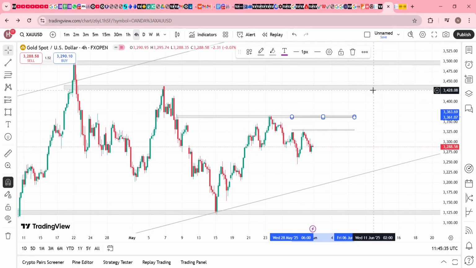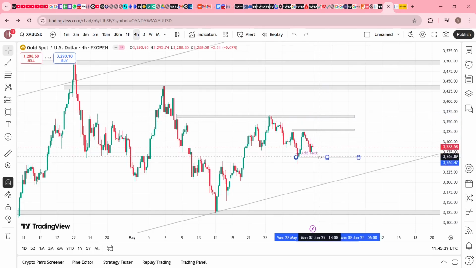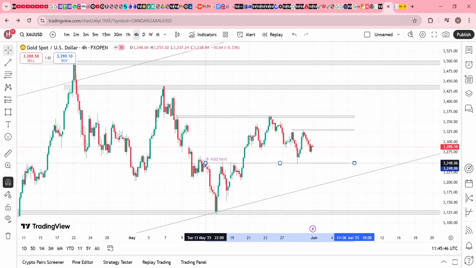The chart is getting dirty, but it's essential. It is very important to mark the zones. Why? Because if we do not mark zones, what are we going to trade? What are we going to trade if we don't have our zones well marked?